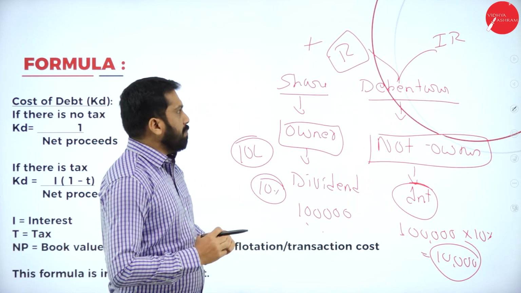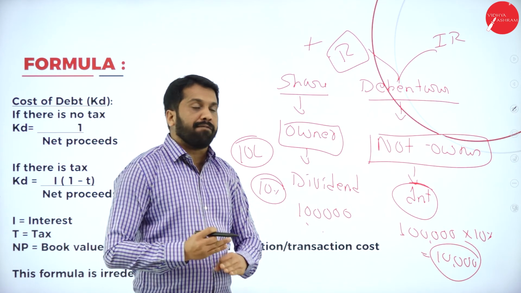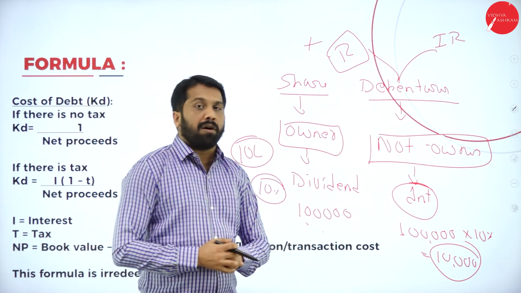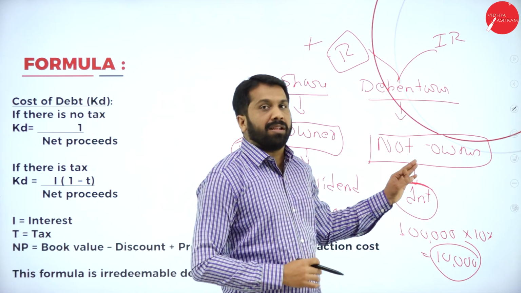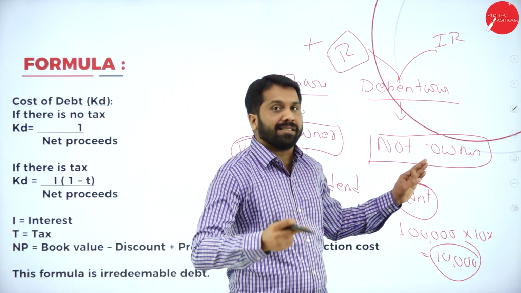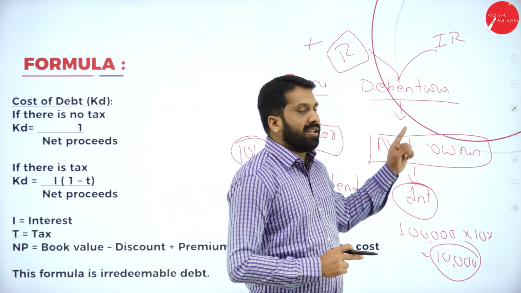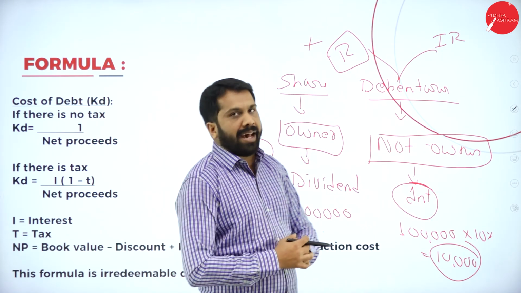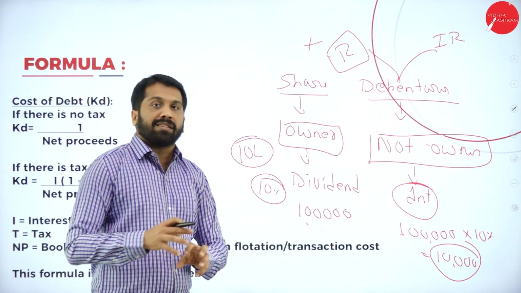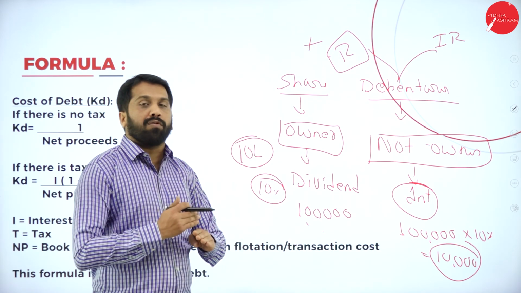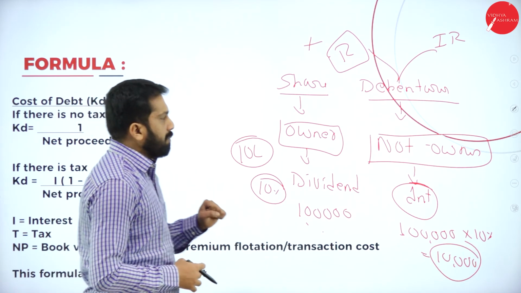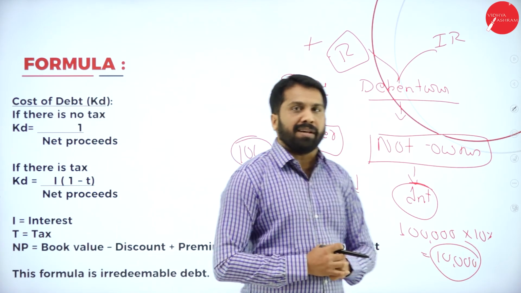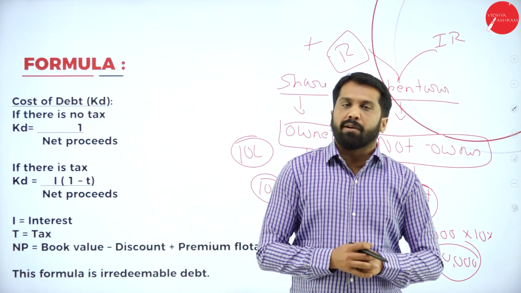Now, these are very important. The formulas are different for redeemable and for irredeemable. Redeemable will come later. We'll discuss only irredeemable. It is a simple calculation for irredeemable. If it is redeemable, one more formula will be added to that. So this is the information you must know about debenture before we start the problems.